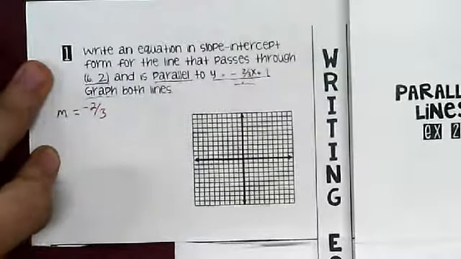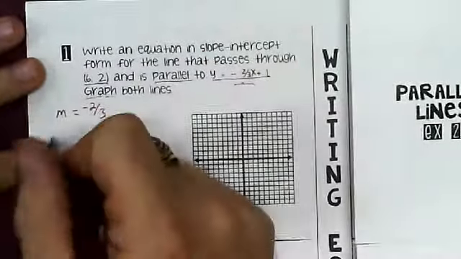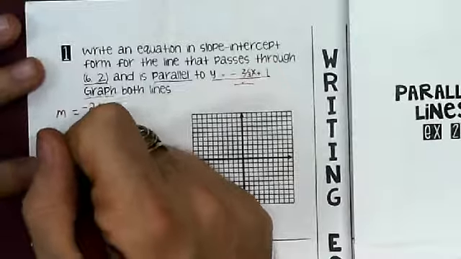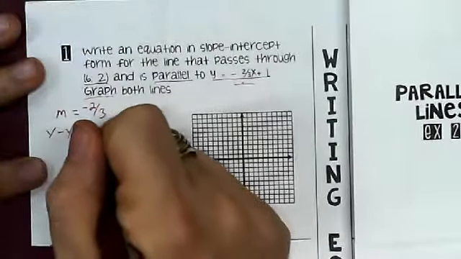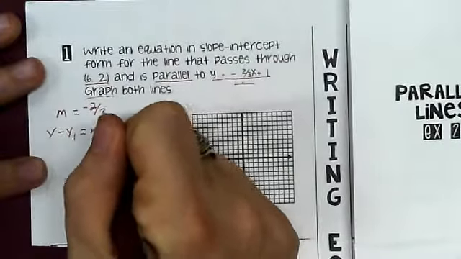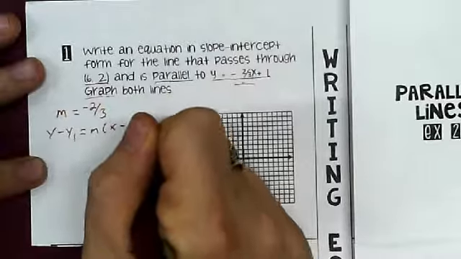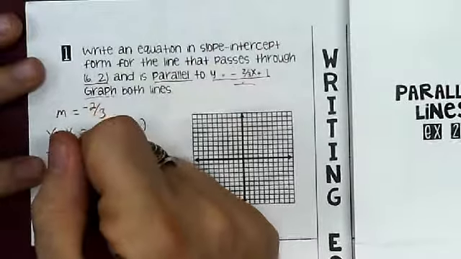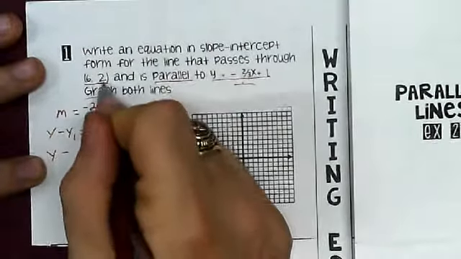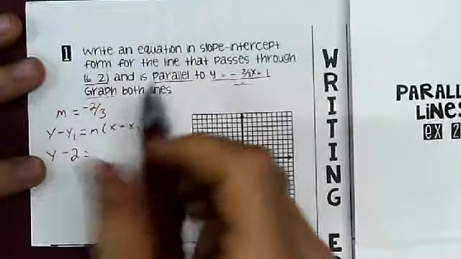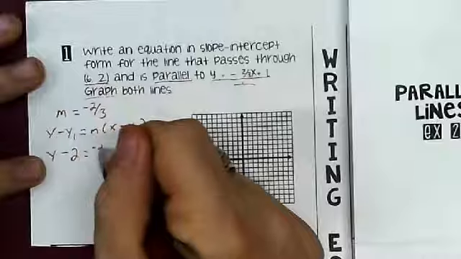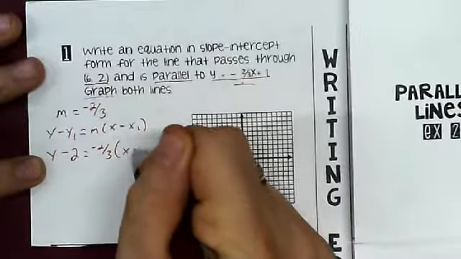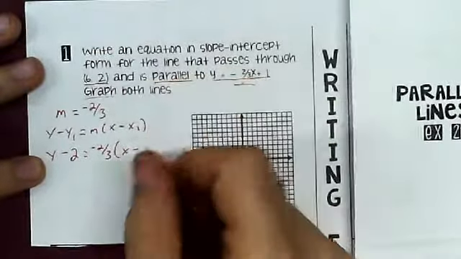Now, using that, I'm going to use point-slope form of the equation, which is y minus y1 equals m times x minus x1. We will then plug our numbers in. So y minus 2 equals negative 2/3 times x minus 6.